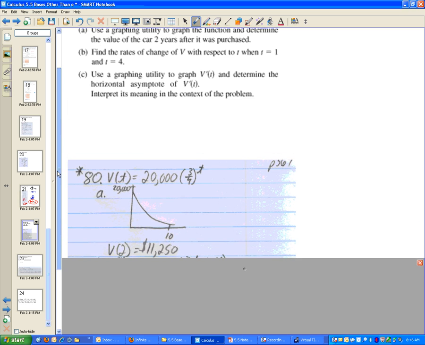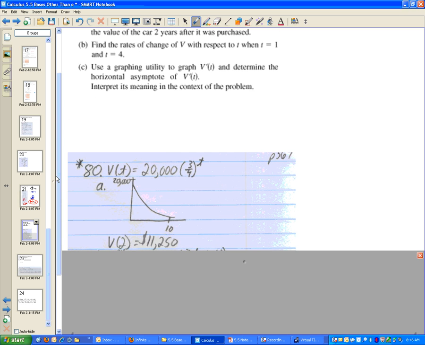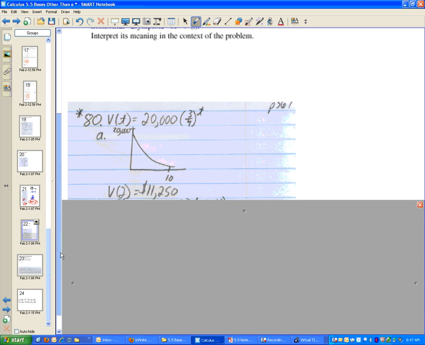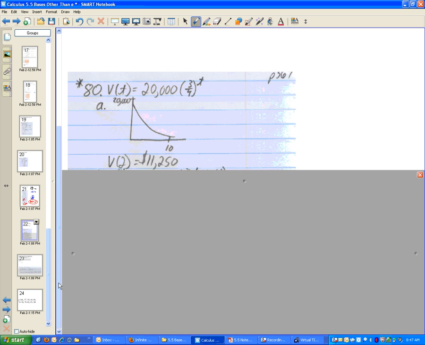All right, part B. What's B say to do? Find the rates of change of V with respect to T when T equals 1 and T equals 4. Rates of change. We've never talked about rate of change, have we? All right, brand new concept. Derivative is the rate of change.